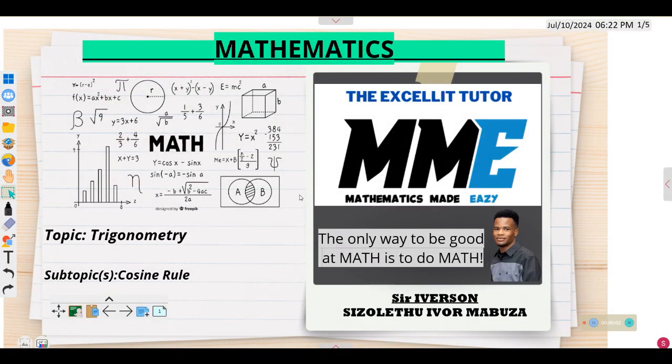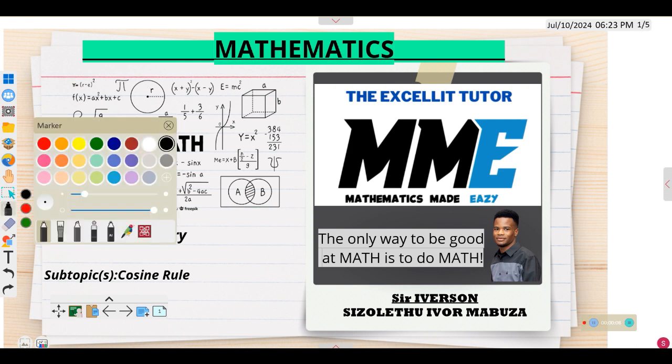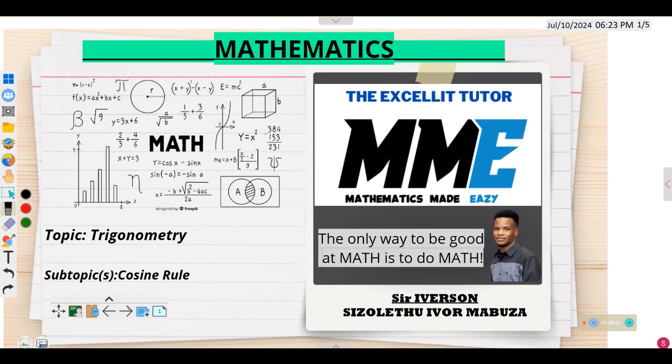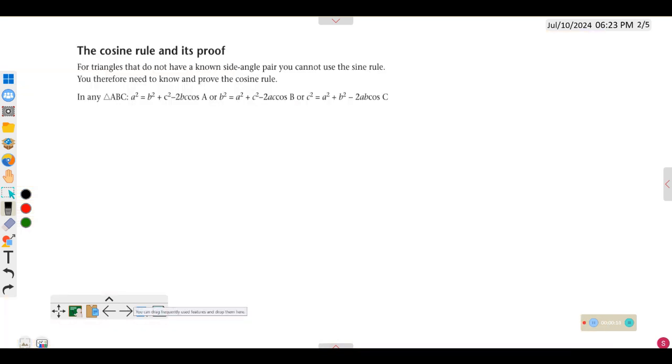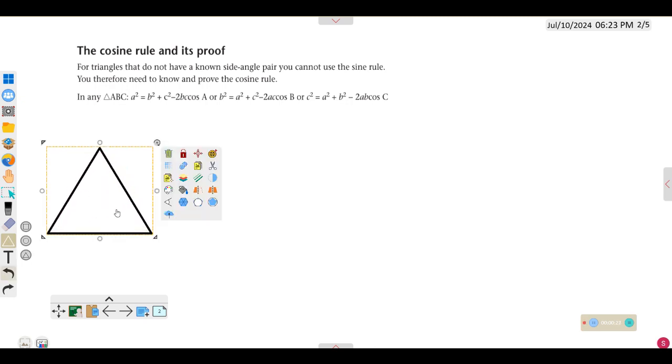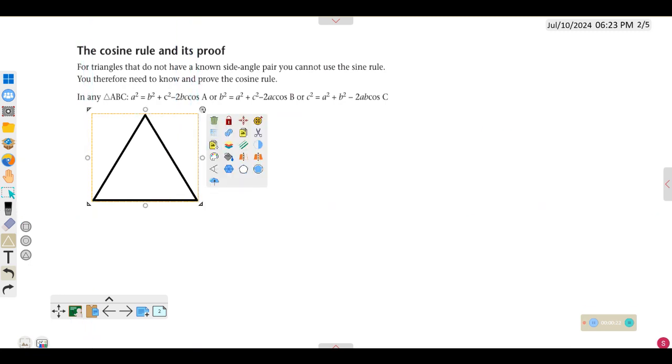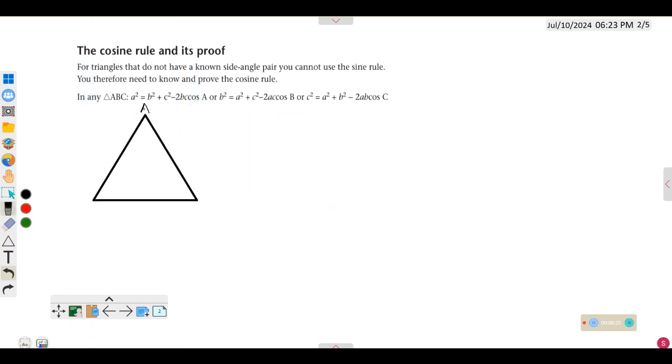Okay, hi guys, and in our past two videos we've looked at the sine rule, and today we are going to look at the cosine rule. So now, according to the cosine rule, this is what we have. It says that in any given triangle, which we'll call triangle ABC, let's name this ABC, right?